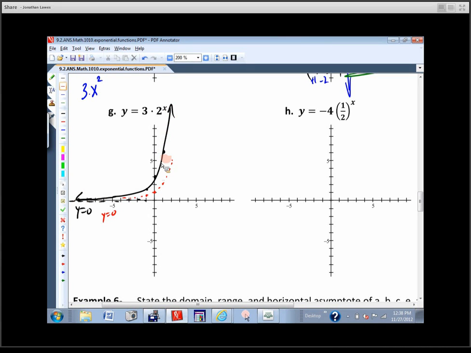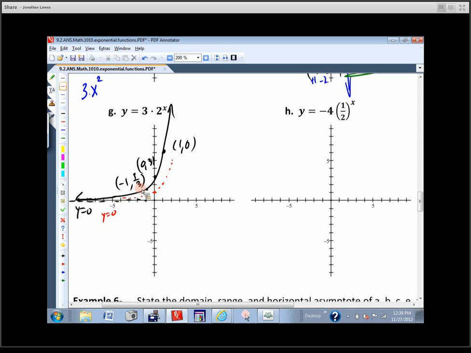Now, does it look like this particular graph is 3 times steeper or 3 times taller than it used to be? We didn't slide it anywhere. We didn't go up, down, right, left, or anything like that. All we did is we take every one of those points and we made them 3 times taller. Okay? So this point right here, instead of being 1, 2, is 1, 6. Instead of being 0, 1, is 0, 3. And instead of being negative 1, 1/2, it's negative 1, 3/2.